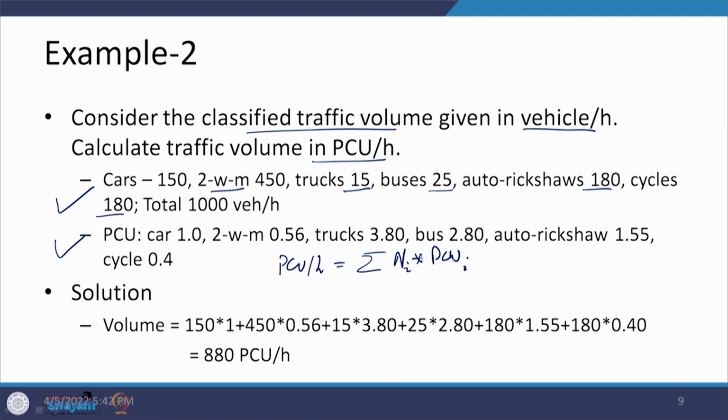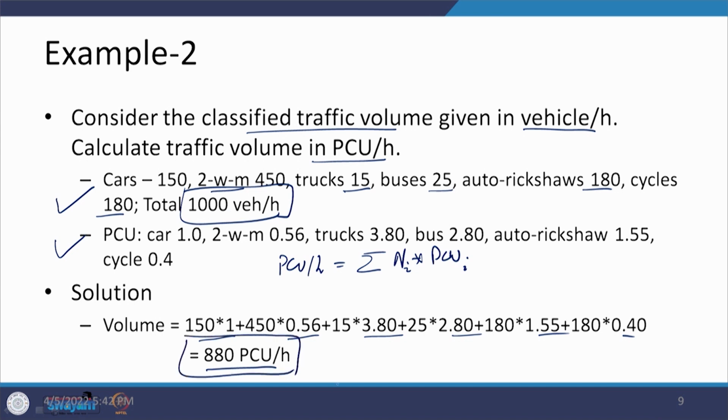So, if we do that, in the case of car, the PCU factor is 1 only. So, 150 into 1, and that is where we are going to continuously multiply the things, and what we get is 880 PCU per hour. Now, instead of a traffic of 1000 vehicles per hour, what we are getting is 880 PCUs per hour.